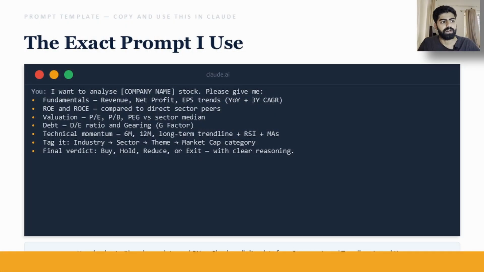So if you see my screen, you can see that this is the prompt which we are going to share with Claude, that I want to analyze the company name stock. So this is the prompt which we'll give to Claude. I want to analyze dash and dash stock. I want a full breakdown covering fundamental analysis using profitability ratios, the ratios which we discussed earlier, valuation ratios compared to peers, and finally debt ratios and the technical momentum of the stock. Use data from screener.in and trendline. Tag the stock by industry, sector, theme and market cap. Tell me if it is a buy, hold, reduce or exit.